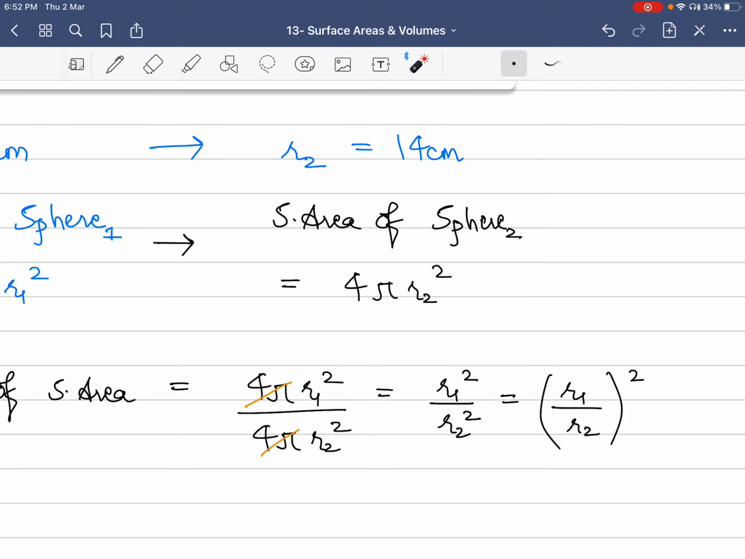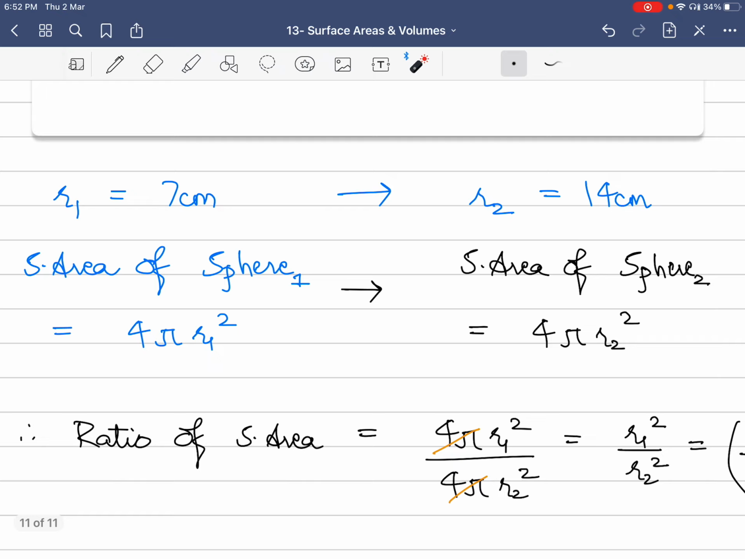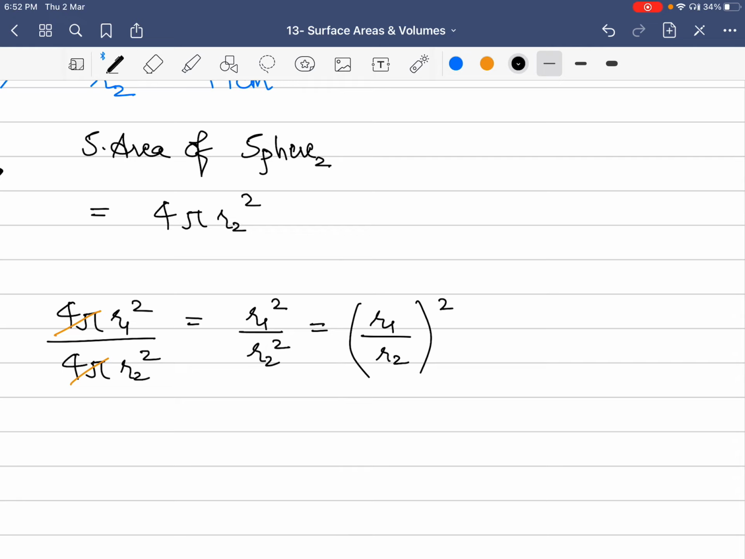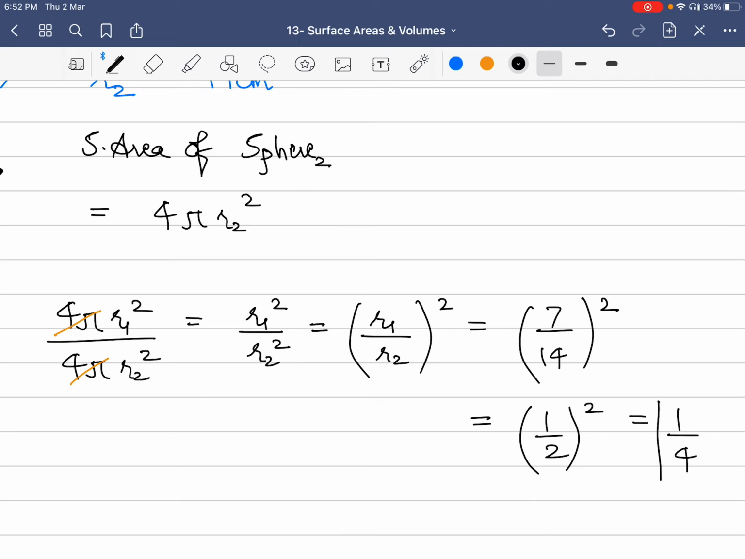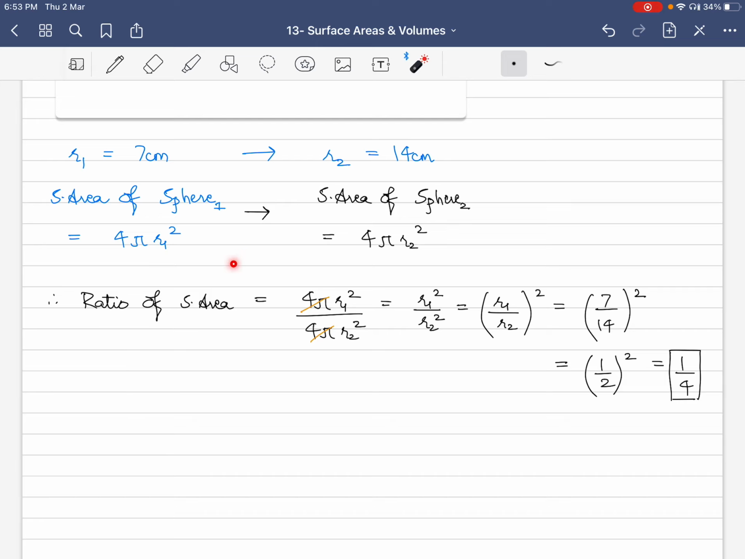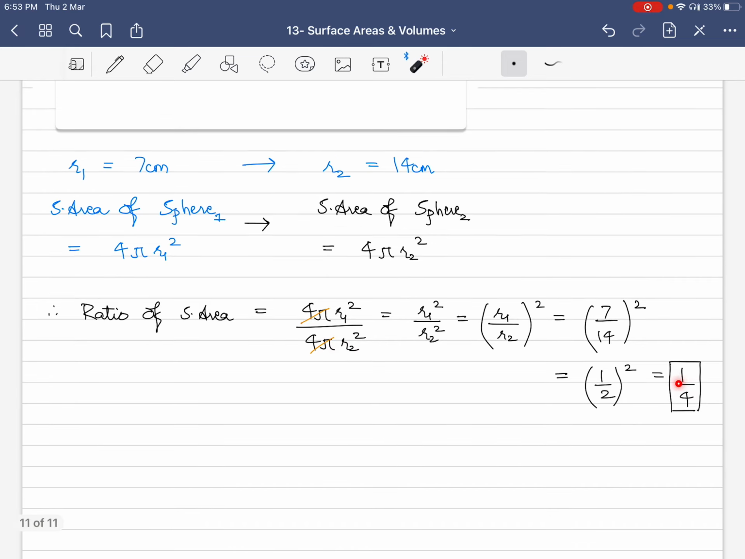Now we know what is r1, we know what is r2. r1 is 7 centimeter, r2 is 14 centimeter. So we're just going to substitute these values here. That is equal to 7 divided by 14, the whole square. 7 divided by 14 is half, so 1 by 2 the whole square, and 1 by 2 the whole square is going to be 1 by 4. So 1 by 4 is our answer, which is the ratio of the surface area of both these spheres, sphere 1 and sphere 2.